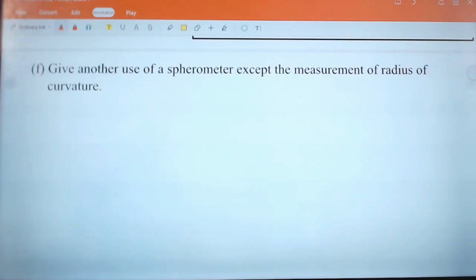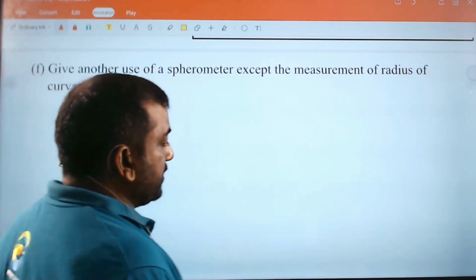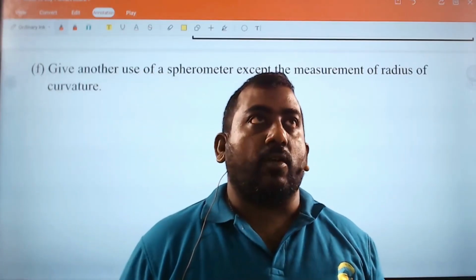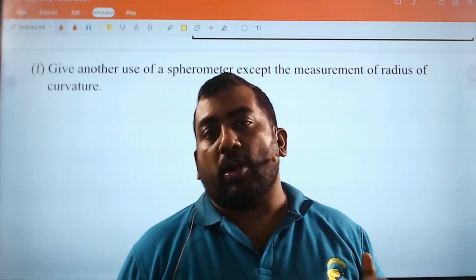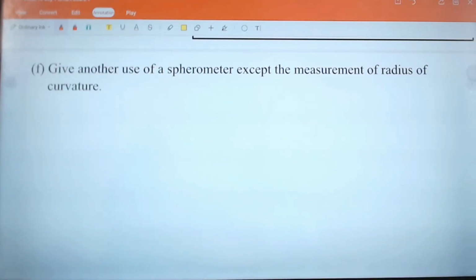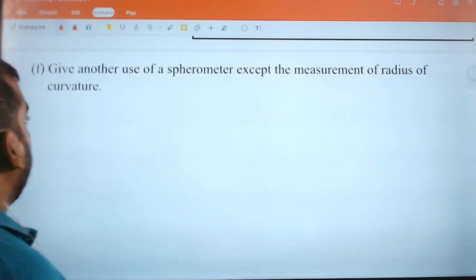Give another use for the spherometer except for the measurement of the radius of curvature. So we can measure the thickness of a glass slide. We can also measure the depth of a small cavity.